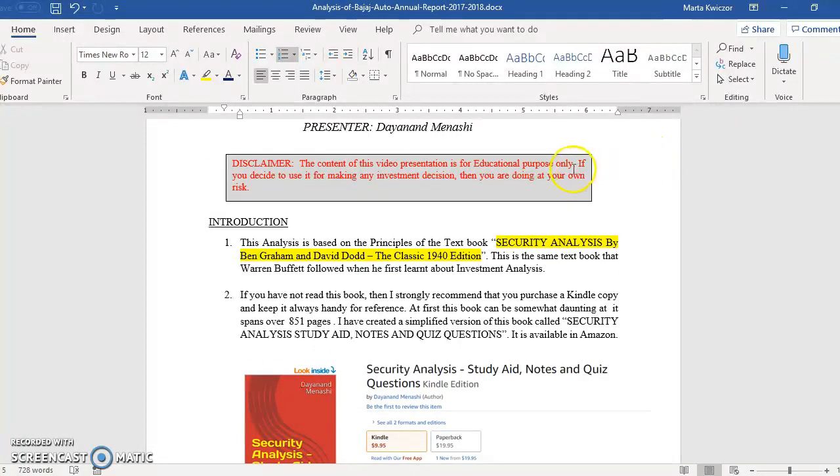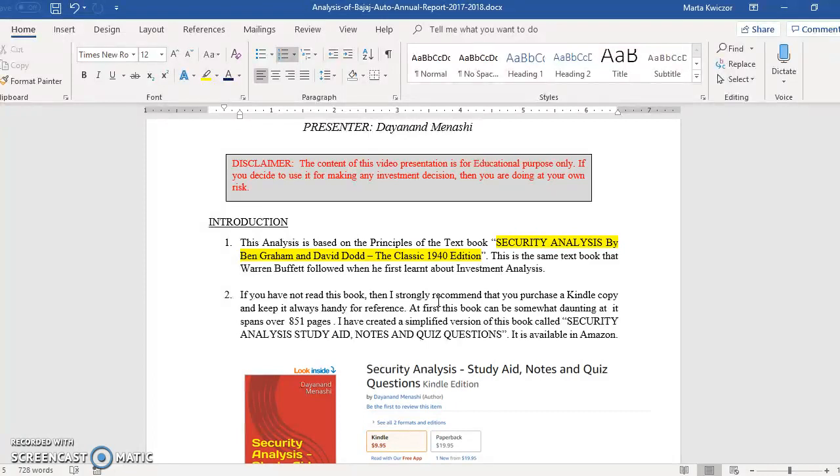Before we start, I want to give you a little introduction. The analysis that we're doing is based on the principles of the textbook Security Analysis by Ben Graham and David Dodd, classic 1940 edition. This is the same textbook that Warren Buffett used when he first learned about investment analysis. If you've not read this book, I would strongly recommend that you purchase a Kindle copy and keep it always handy for reference. I always do that.